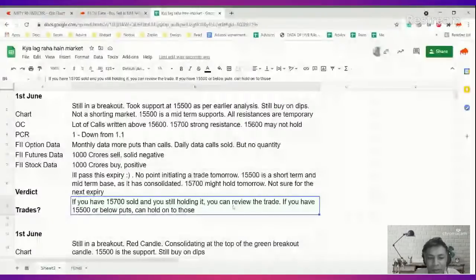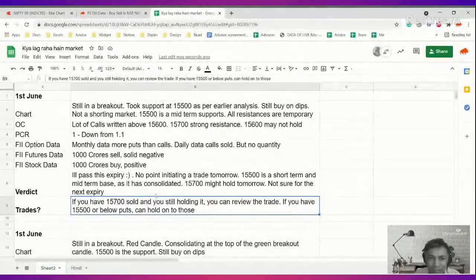If you have 15,500 or below puts, you can hold on. No problem with that, because it looks like 15,500 will hold. Again, not a recommendation. Just what the options and the charts are saying. Not my personal opinion, just the interpretation, not investment advice. Please talk to your advisor, research analyst, etc.